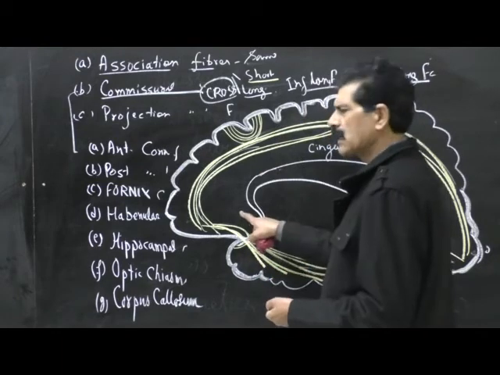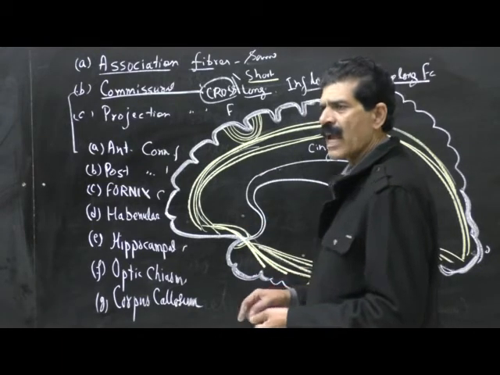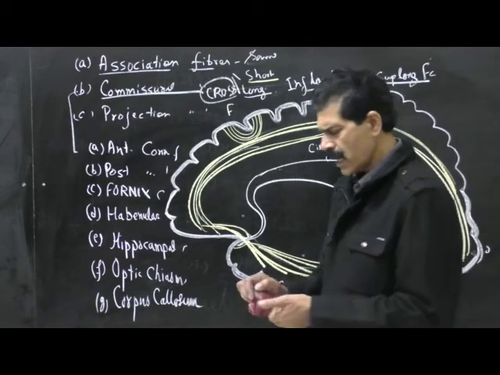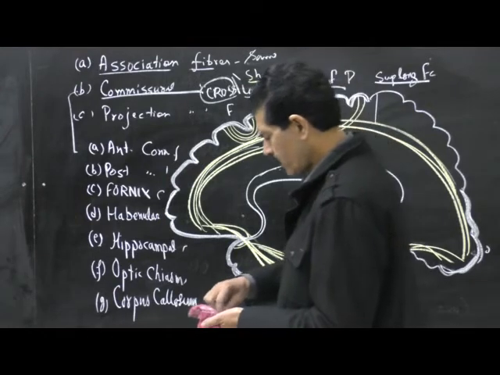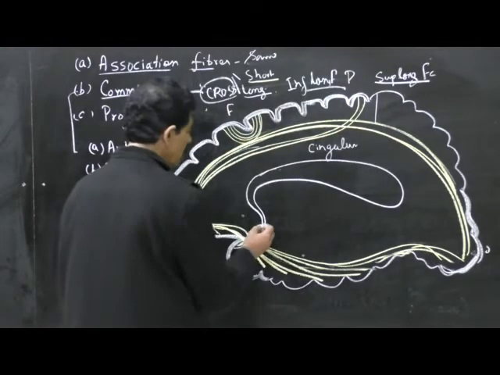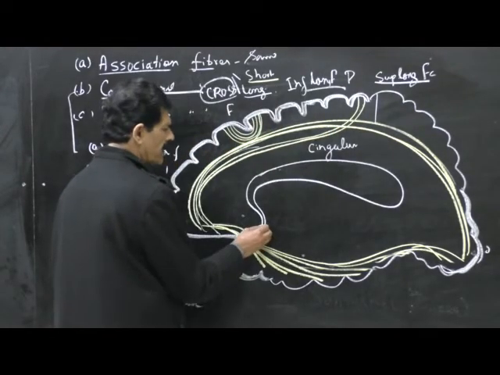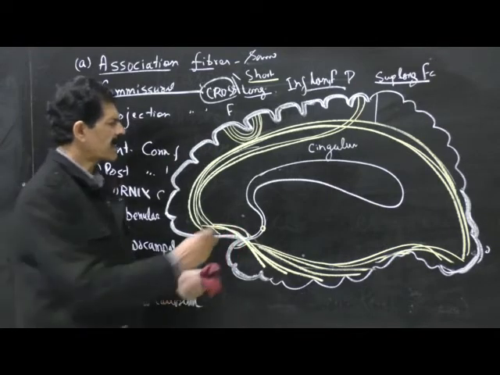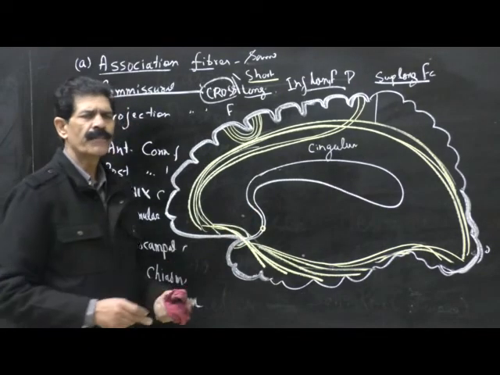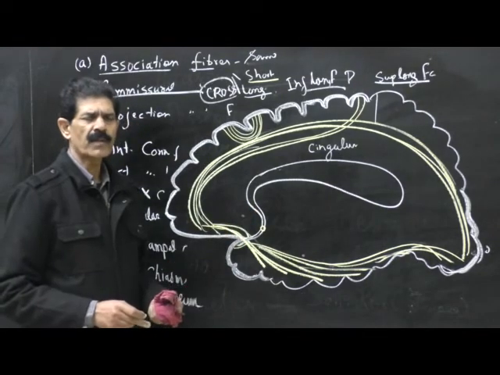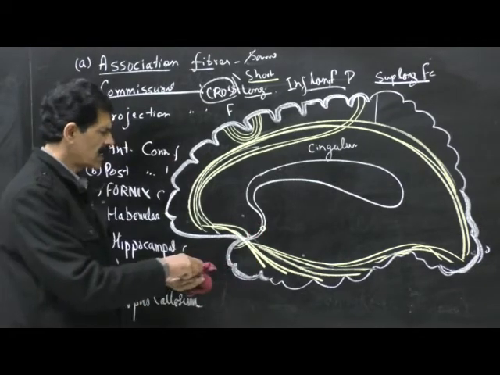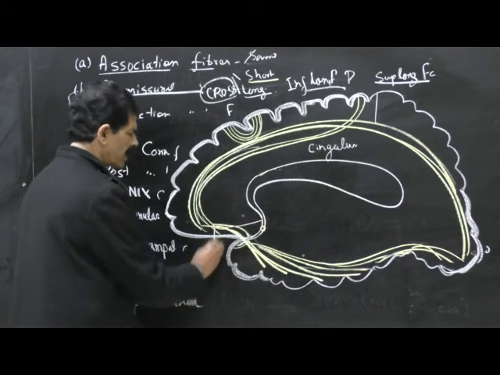It lies in the frontal lobe, and it connects the right frontal lobe with the left frontal lobe. This type of commissural fibers lie in the lamina terminalis. As we know, the lamina terminalis is the continuation of the rostrum of the horizontal part of the corpus callosum. So these fibers are present in the lamina terminalis.